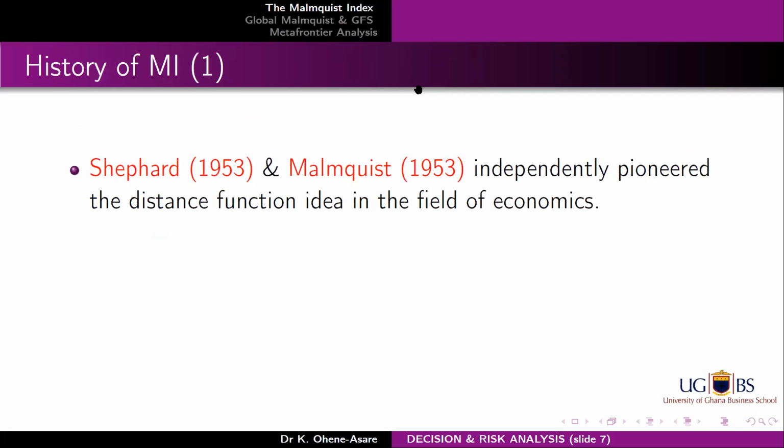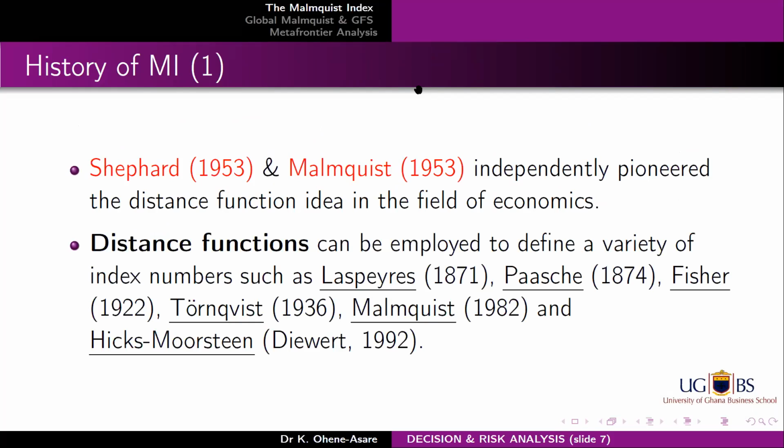Here is the history, a quick history about the two. Shepard, 1953, and Malmquist, they pioneered this whole distance function idea in the world of economics. When we talk about distance function, and I want you to pay attention here, you can use it to define a lot of index numbers. Those index numbers I spoke about earlier, all of them, even including the Hicks-Moorsteen, all of them, you can measure them using distance functions. And so you will see that we'll be using distance functions a lot. But already you know what distance function is, don't you? The distance function is a reciprocal of what?